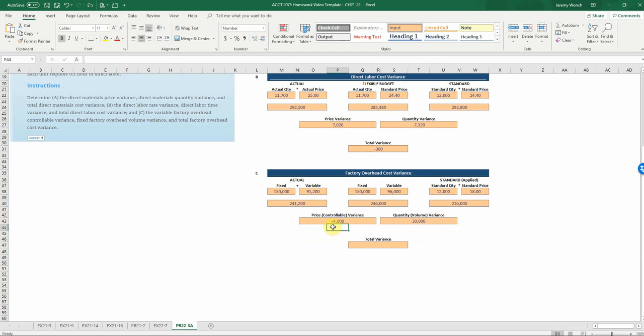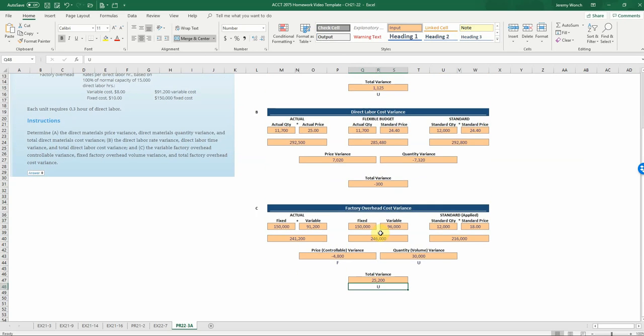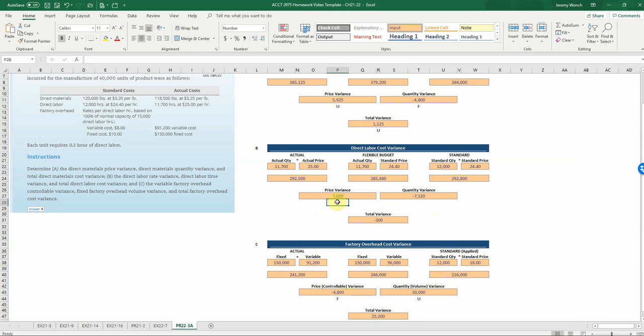And so our price variance was less, so that's favorable. Our quantity variance was more, that's unfavorable. And then we can add our two variances here to get 25,200. And so that's going to be an unfavorable variance. It looks like I didn't add the unfavorable favorable up here. So price variance was unfavorable, quantity was favorable, and overall it was favorable.